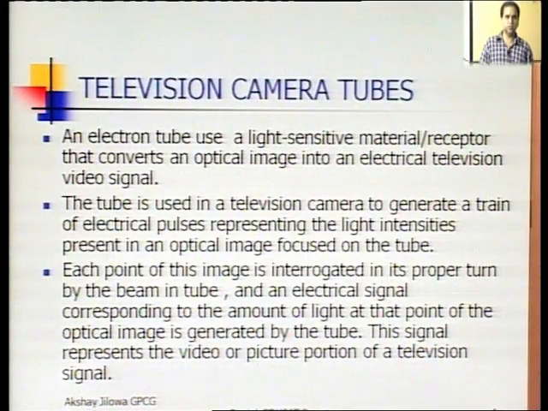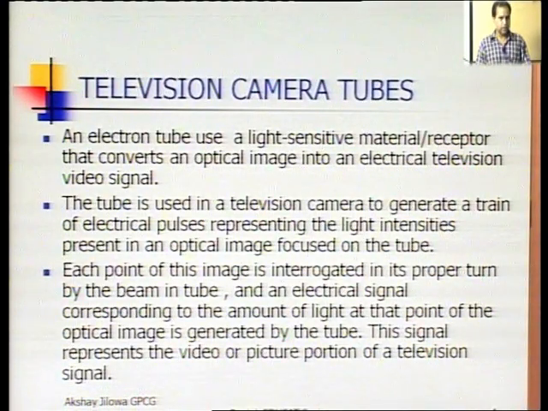So, whatever image is focused on the tube, the light information and the various reflections from the various areas of a particular picture are captured with the help of the camera tube. Each point of this image is interrogated in its proper turn by the beam in the tube, and an electrical signal corresponding to the amount of light at that point of the optical image is generated by the tube. This signal represents the video or picture portion of a television signal.